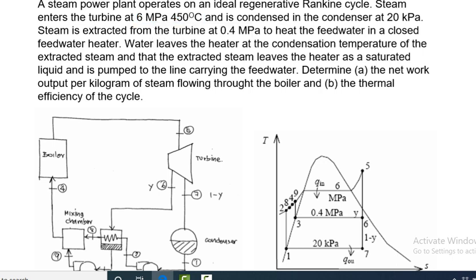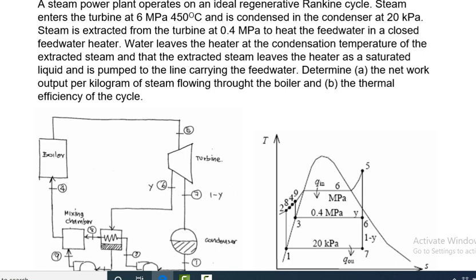Then it condenses in the condenser. The steam leaving the turbine is entering into the condenser section, and the pressure at the condenser section is 20 kilopascal. After that, the steam is extracted from the turbine at 0.4 megapascal to heat the feed water in the closed feed water heater.